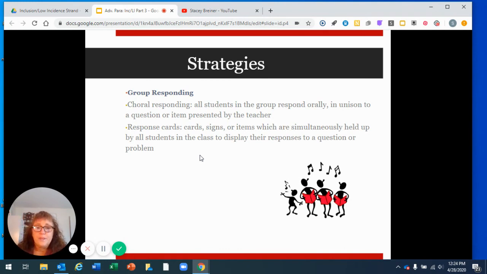Response cards. You can use pre-printed cards with an ABC on them, a true or false. It all depends on what you're using, whiteboards, chalkboards. But they hold it up simultaneously. You can quick look around to see if they have the correct response, and then you move on. You want to make sure that you're using the response cards for very short answers. You don't want anything where they're writing sentences and paragraphs and explanations or essays. Response cards, of course, will not work.